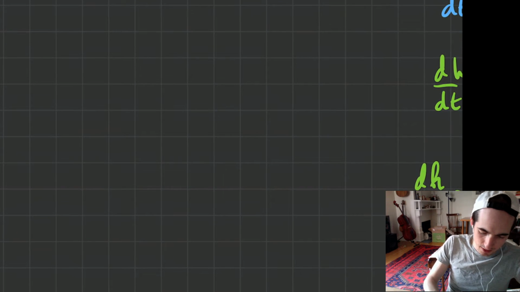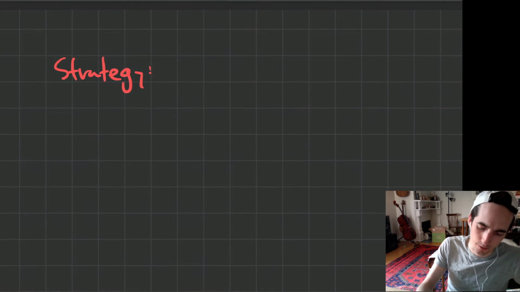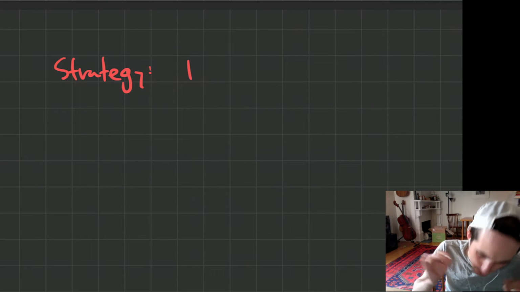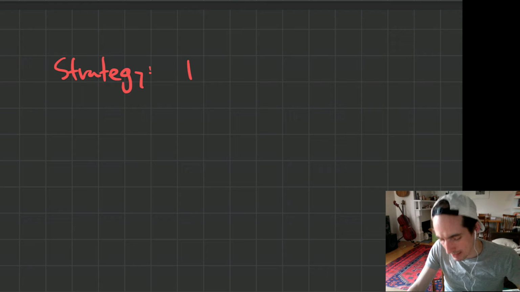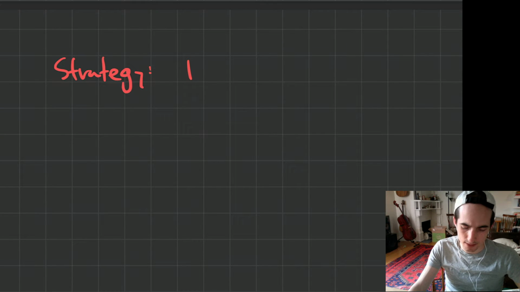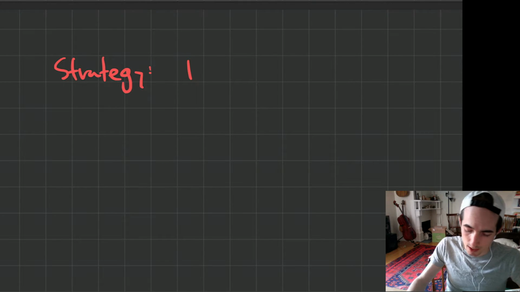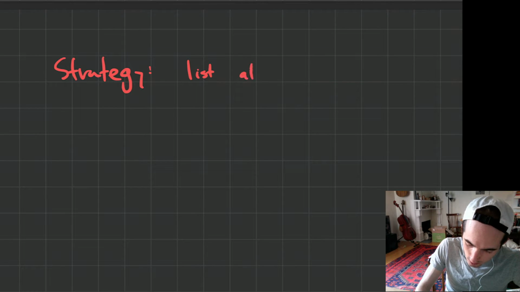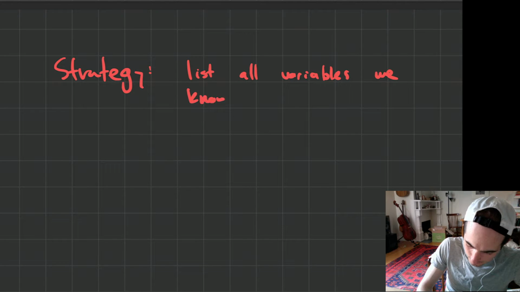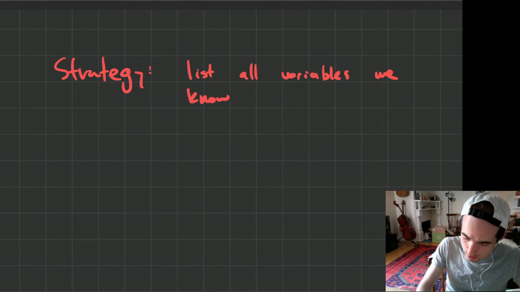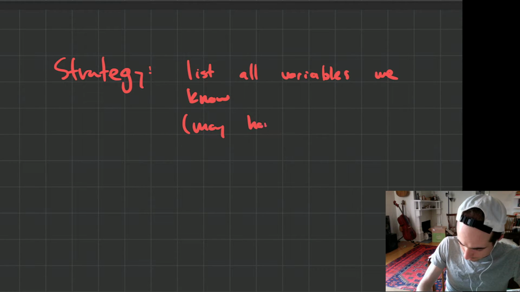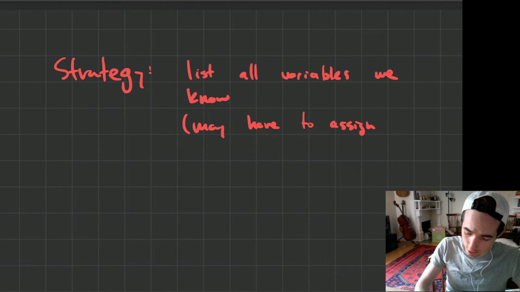Perfect. Okay, anyways, our strategy for these kinds of problems is the following. You just have to do this, especially on the exam, and this goes for all of the problems that we're going to be doing: list all variables that we know, right? You may have to assign your own variables, right?